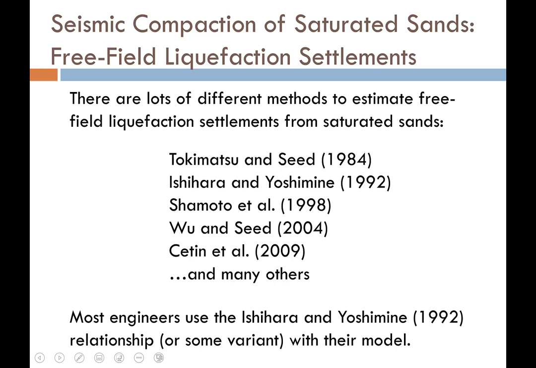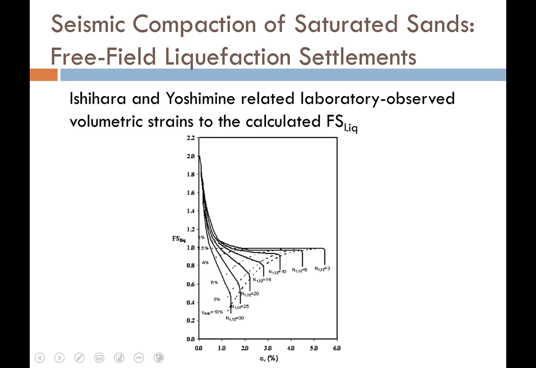And so when we talk about volumetric strains, this is the curve that Ishihara and Yoshimine developed. It's a function of the factor of safety of liquefaction and the Japanese version of SPT resistance, the N1,72. So we have curves that have been Americanized, that have modifications to these curves due to N1,60 instead of N1,72. But you get the drift. It's a function of the factor of safety against liquefaction, some proxy for relative density, as a function of SPT resistance, and then your corresponding volumetric strain that you're grabbing.